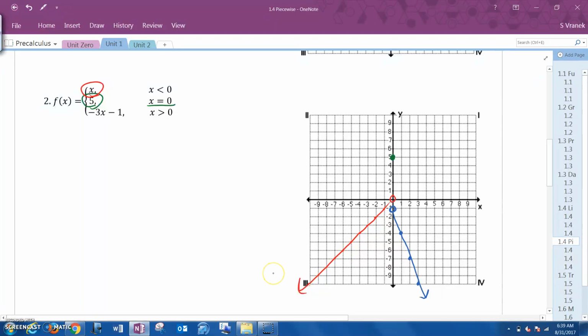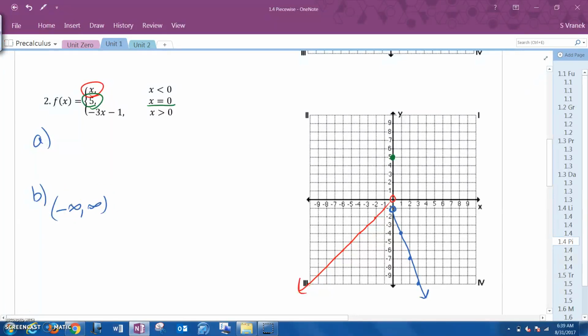Again, if you look from left to right, we can go all the way to the left. At 0, there is a dot, so it is still part of the domain, and then to the right. So I kind of skipped the intercepts. I'll do that in a second. I was talking about domain there. The domain is still negative infinity to infinity.